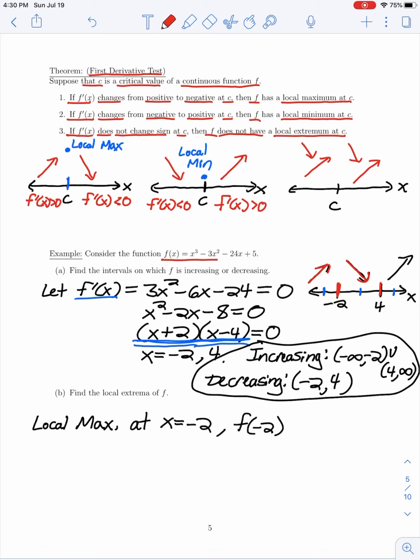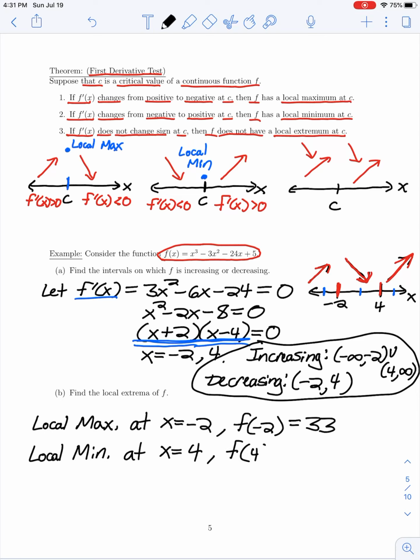So plugging in -2 to our original function that we're considering the graph of, we're left with a positive 33. And we have a local minimum at x equals 4, because we saw from our part A work that we moved from a decreasing function to an increasing function at x equals 4. And to determine the local minimum value, we're going to substitute 4 in for x in our function. So substituting 4 in place of x, we're left with a negative 75.